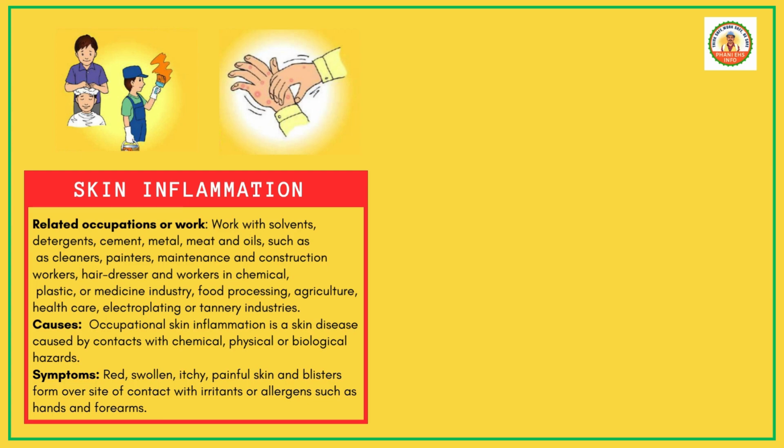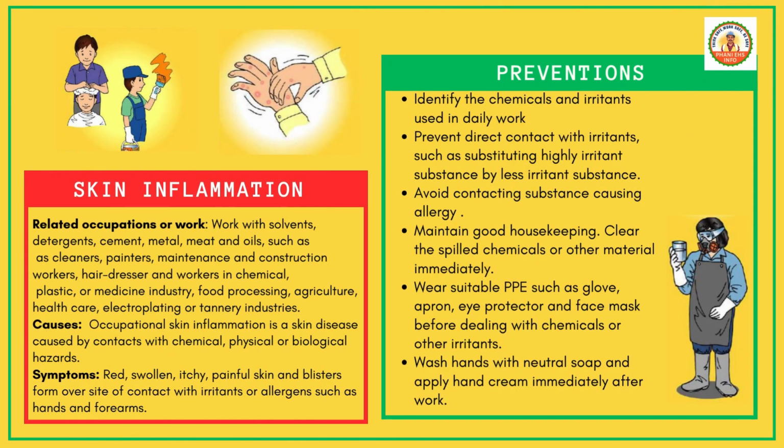Skin inflammation. Related occupations or work: work with solvents, detergents, cement, metal, meat and oils, such as cleaners, painters, maintenance and construction workers, hairdressers and workers in chemical, plastic or medicine industry, food processing, agriculture, healthcare, electroplating or tannery industries. Causes: occupational skin inflammation is a skin disease caused by contact with chemical, physical or biological hazards. Symptoms: red, swollen, itchy, painful skin and blisters form over the site of contact with irritants or allergens, such as hands and forearms.